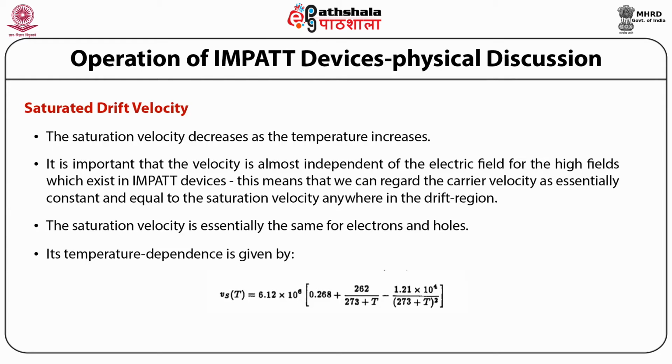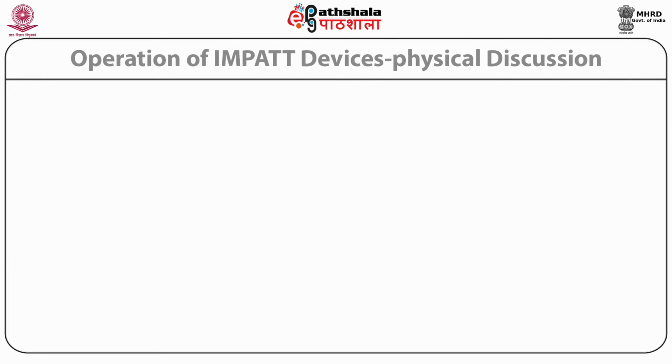6.12 multiplied by 10 to the power 6 bracket 0.268 plus 262 by 273 plus T, minus 1.21 multiplied by 10 to the power 4 divided by 273 plus T the whole square, where Vst is in centimeter per second and T is in degree Celsius.